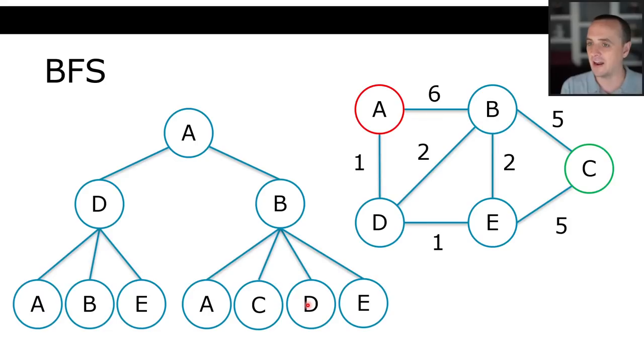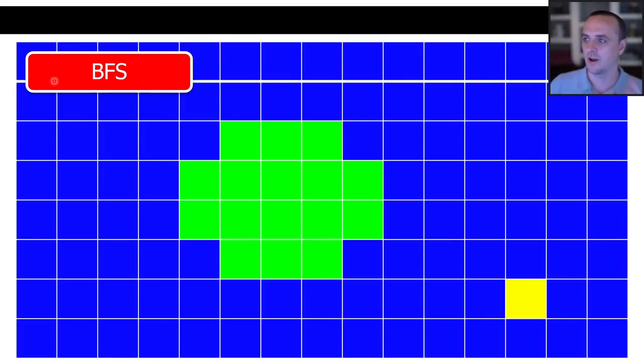Okay, so that is how breadth first search works. And the reason it's called breadth first is because it goes wide. It does the breadth of the tree before it goes deep.